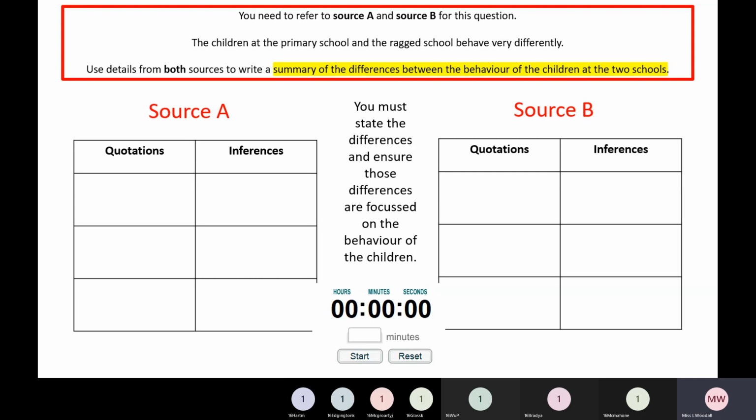Okay, right, so Cassie, can you tell me what quotation you would have pulled out for source A and then what you can infer from it, please? When it says a calm, bright, welcoming and orderly building. Right, now, interesting you would pick that out because, Cassie, would you say that that quotation is about the children's behaviour?